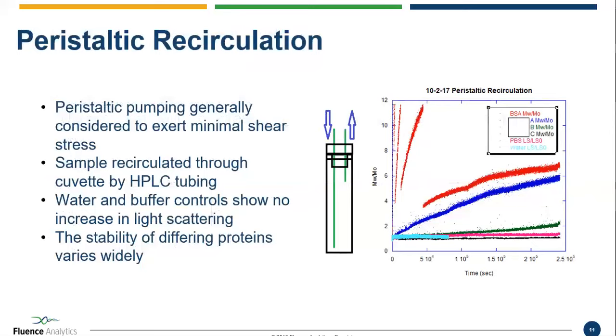And it's not terribly surprising, since we've seen a wide variation in stability to other types of mechanical stress. And on that plot at the right, you can see that we've also run some controls. We have a PBS buffer as well as a water control. We were initially concerned that what we might be seeing in the light scattering might be shedding of particles from the peristaltic tubing, so we wanted to just double check that. And in fact, we found that just recirculating without the proteins in there, we don't see any evidence of an increase in the light scattering signal.